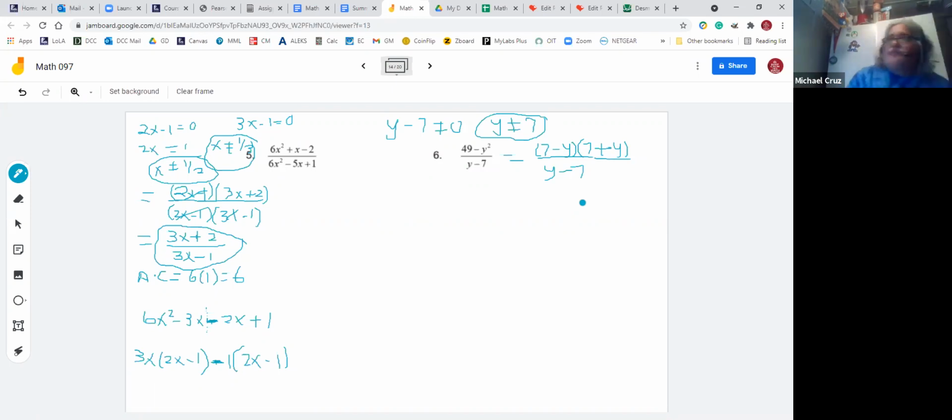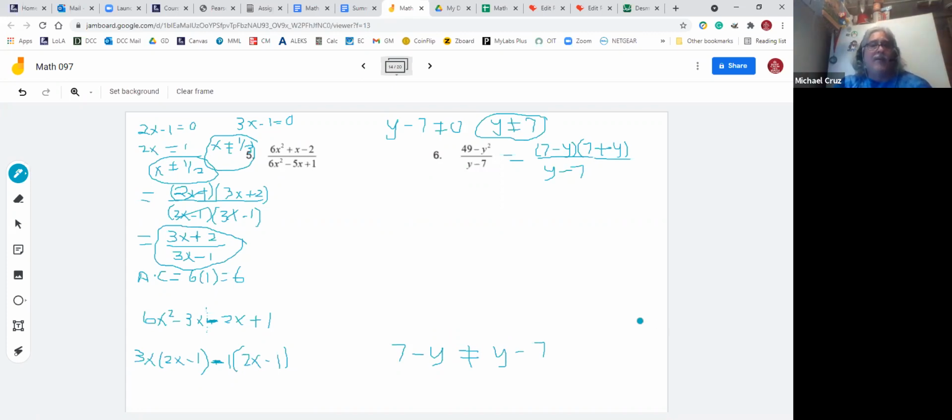Now, if the denominator was a y plus 7, then these two could come out because 7 plus y is the same as y plus 7. But with this, and I'll just put it down here, these two things are not exactly alike. All right. So how can we fix that?